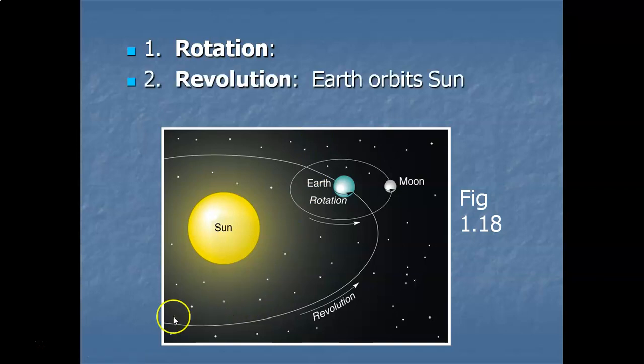Revolution. That is the fact that the Earth is revolving or orbiting the Sun, and it takes 1 year, or 365 and 1/4 days, for the Earth to make one complete revolution around the Sun. And every 4 years, we wind up having an extra day, and we add it to the shortest month of the year, and that's February. That's leap year.